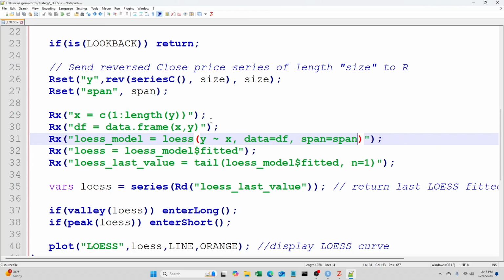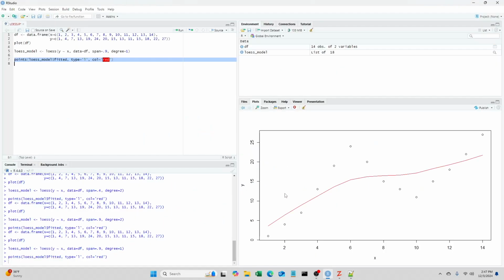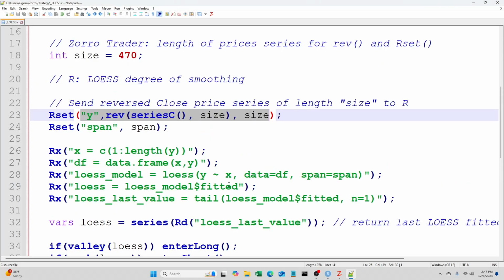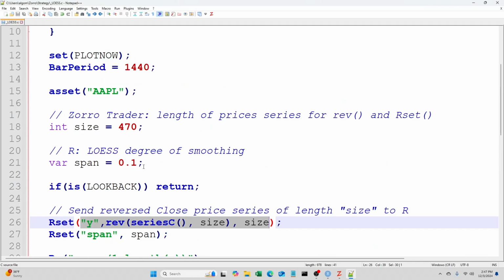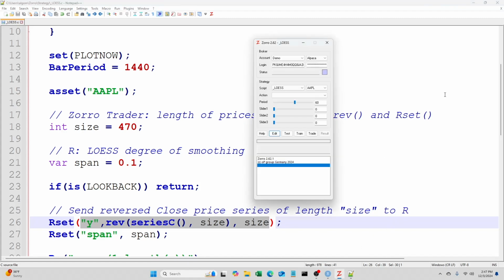So right now we're pretty much using only this span parameter and the historical data that we want. In this case here it is 14 days, right? In our case here in Zorro it is 470, and the span is 0.1. So let's see what we get, right?